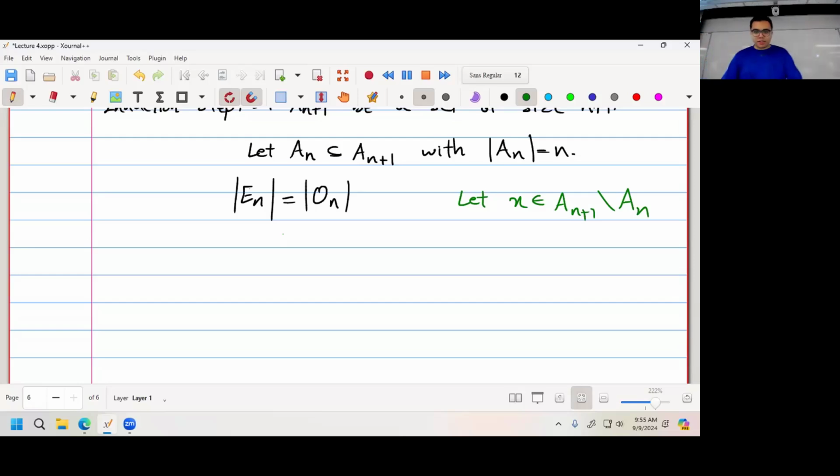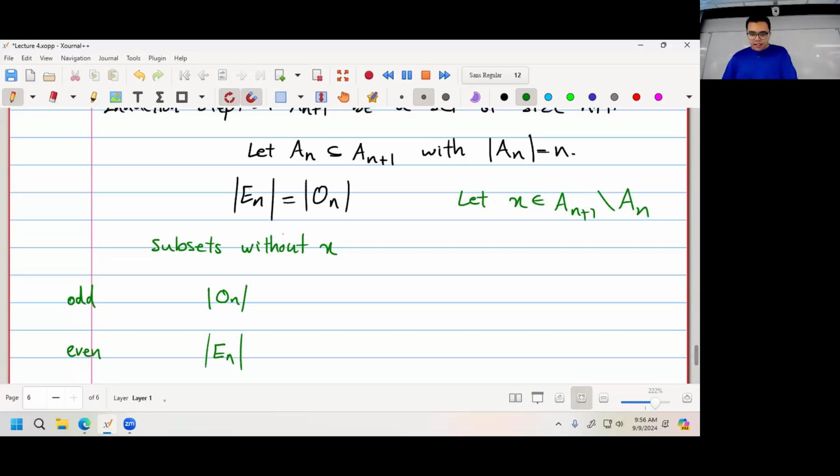Here's the thing. I have subsets that do not include X. These are going to be exactly the subsets of A_n, just like in the previous problem. Let me write whether their size is odd or even, and how many of them we have. So I have O_n subsets that don't have X and have odd size. And I have E_n subsets that don't have X and have even size.